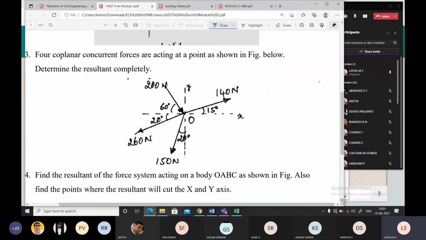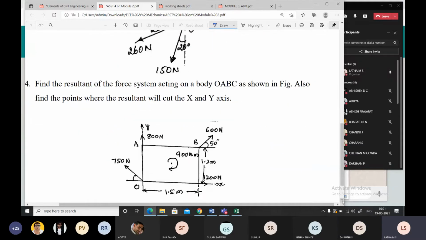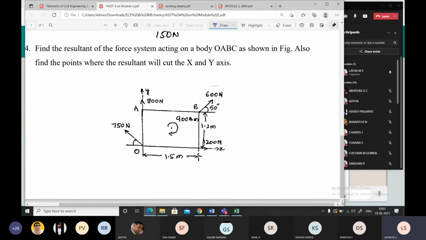What about the third problem? Done, ma'am. Very good. Everybody in the class should respond. And what about the fourth problem? Ma'am, we have difficulty. Okay, what is being asked? You have to calculate the resultant of the force system of the given body and also find the points where the resultant will cut the x and y axis. Where are the x and y axes in the given problem? It is already given. Can you see the x and y axis? Yes, ma'am.